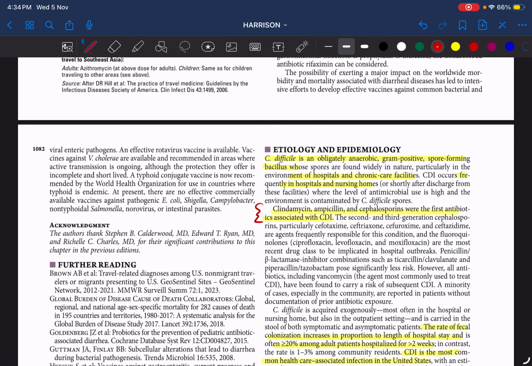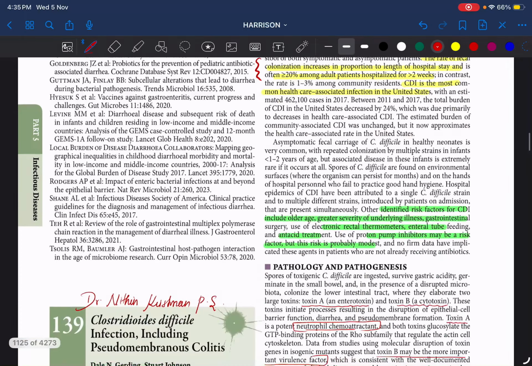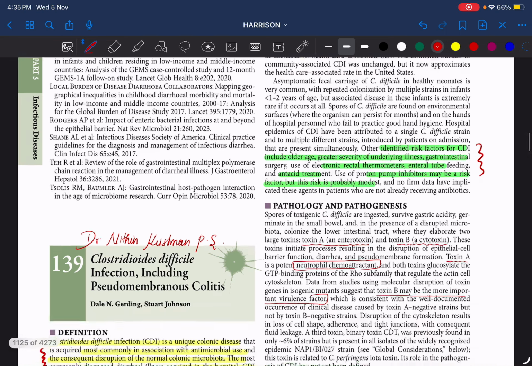And we have now found that even the so-called higher antibiotics like vancomycin are also found to have a subsequent risk of Clostridium difficile infection. And remember, the rate of fecal colonization increases in proportion to the length of the hospital stay. That means the more time you stay in the hospital, the more will be the fecal colonization of this bacteria. And remember, what are the other identifiable risk factors for CDI? It is old age, greater severity of underlying illness, GI surgery, electronic rectal thermometers, enteral tube feeding, and antacid treatment.